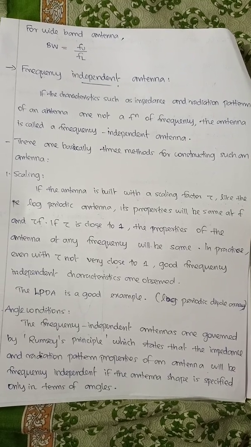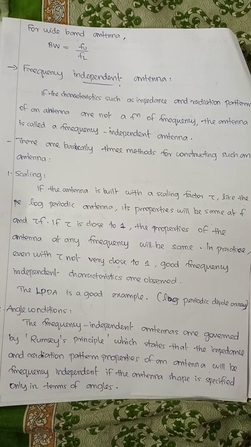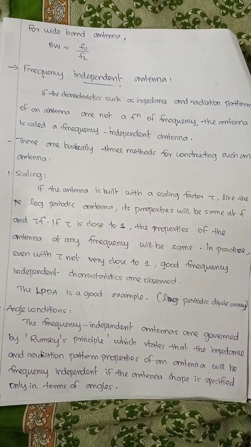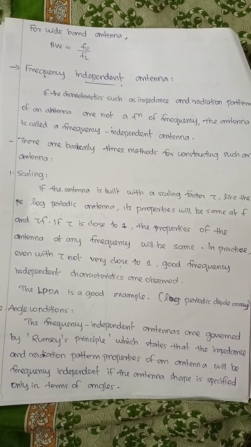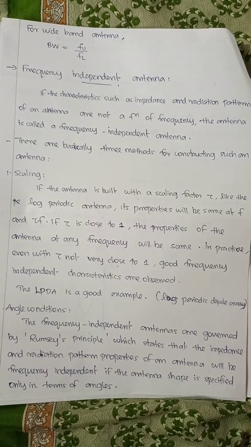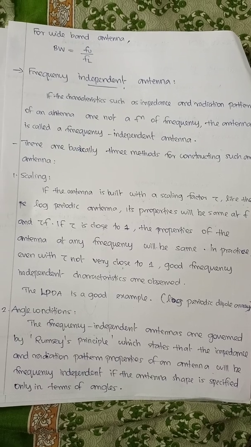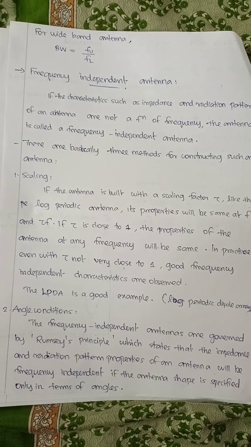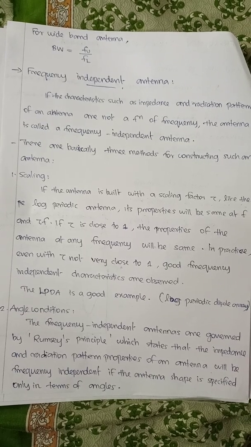If the antenna is built with a scaling factor tau, like log periodic antenna, its properties will be same at frequency f and tau f. If tau is close to 1, the properties of the antenna at any frequency will be same. In practice, even with tau not close to 1, good frequency independent characteristics are observed. Log periodic dipole array is a good example.